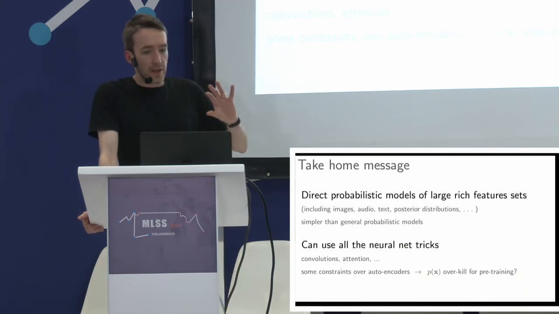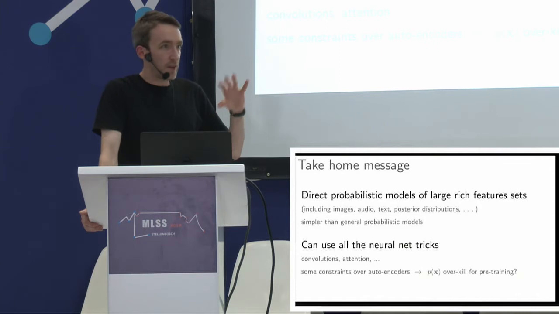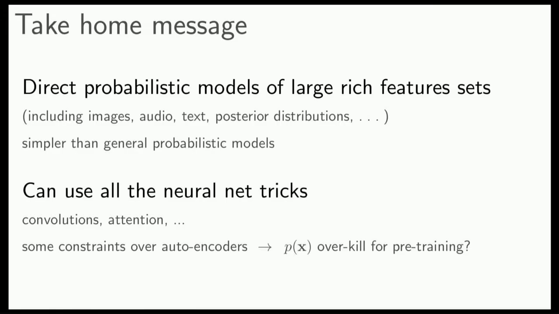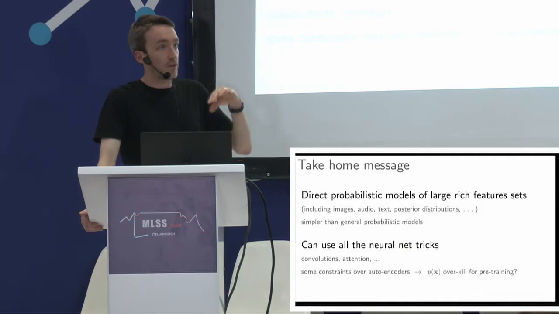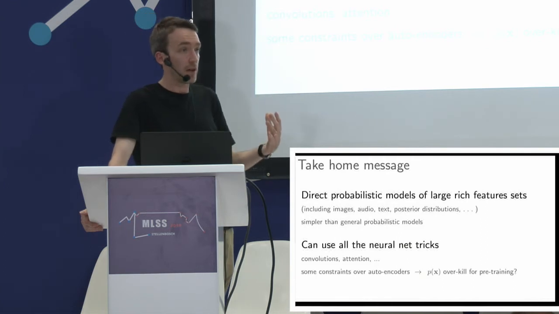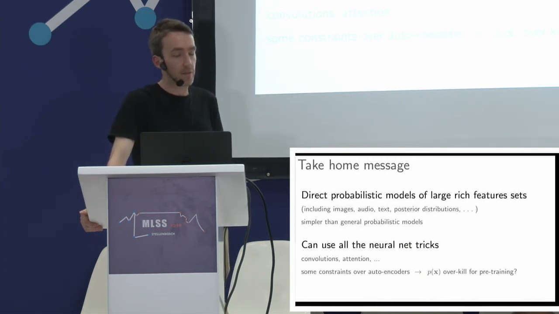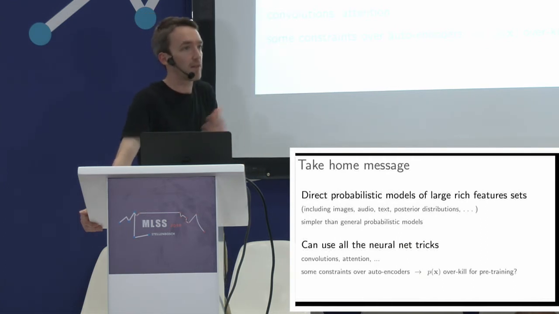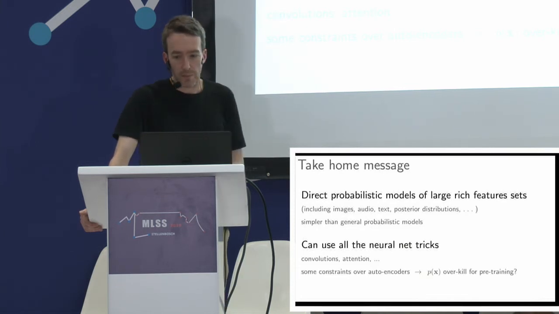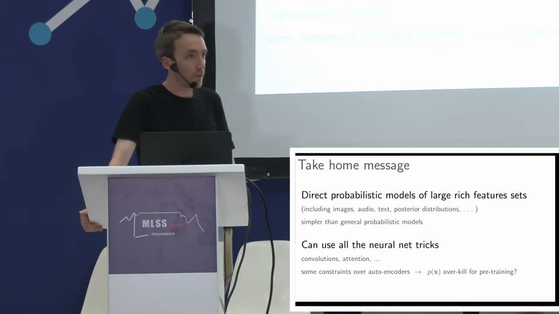The main take-home message from this is that we now have the ability to use all of the sort of modern machine learning tricks. There's no reason that we couldn't put transformers in these things. I'm not sure I've seen that done in a paper, but you could write a paper on that. You can put convolutional layers in these things, and we can have direct probabilistic models of very large objects. So we can do density estimation on audio and images, and I'm more excited about doing density estimation on other things.